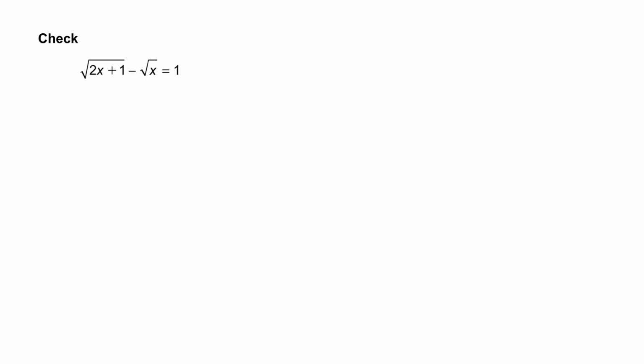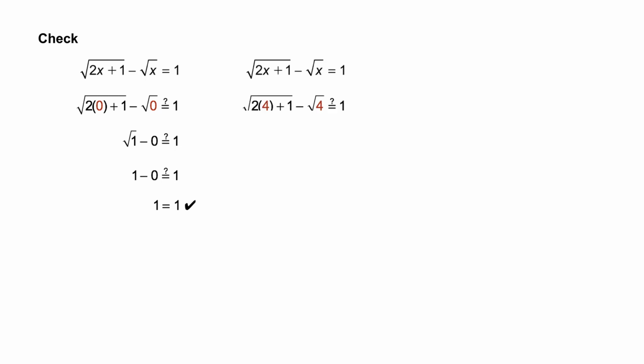Of course, since we raised each side of the equation to a power, we need to check for extraneous solutions. First, we'll check 0. Substituting 0 in for x in both places in the equation and simplifying, we find 1 equals 1, which is true, so 0 is a solution. We'll also check 4. Substituting 4 in for x in both places and simplifying, we find 1 equals 1, also true, so 4 is also a solution. In this case, we haven't found any extraneous solutions.